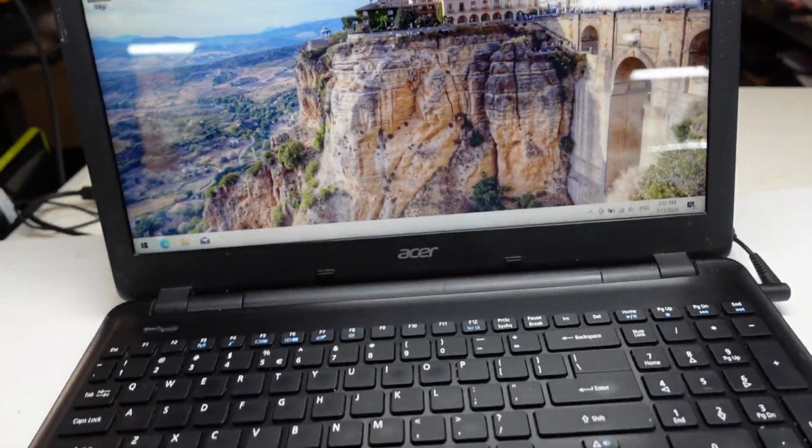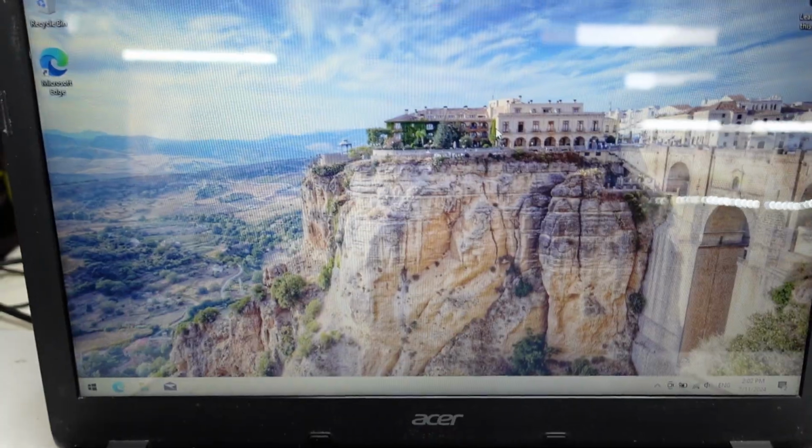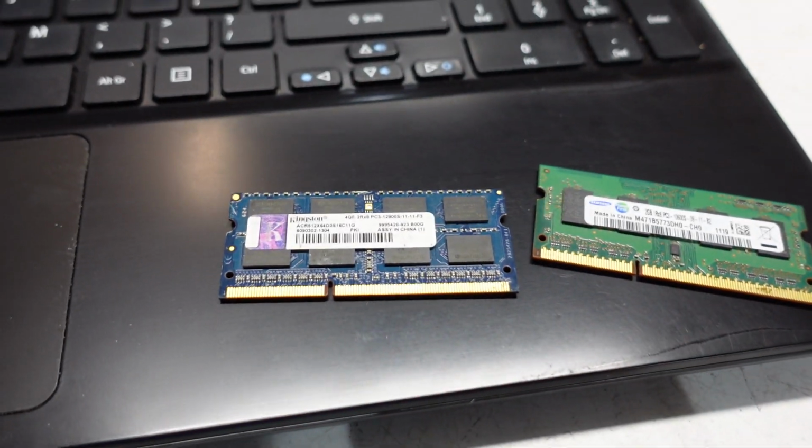G'day. In today's video, I'm having a bit of a look at a laptop here that I've just reinstalled, and I also upgraded the RAM in it too.